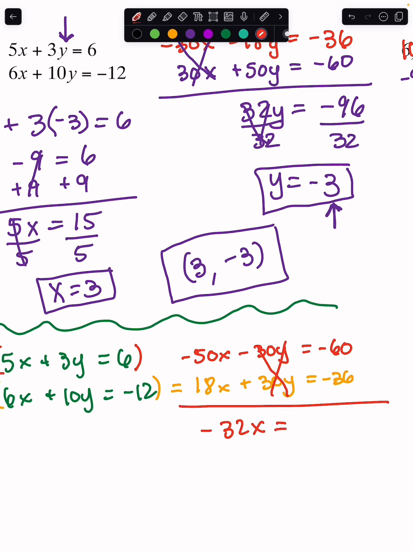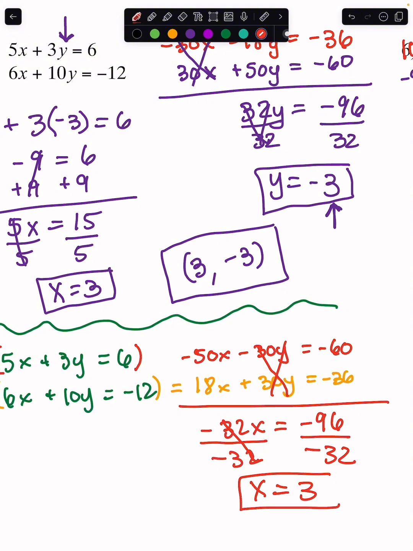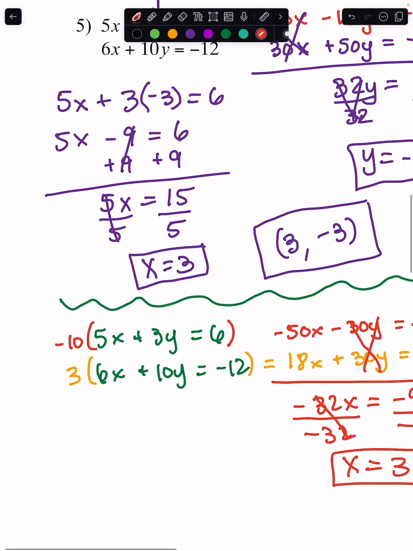I'm going to divide both sides by -32, and then you'll get that x equals +3. You take that +3, plug it back in, and voila, you'll end up getting the same numbers that you got right above, okay? So that's all I want to show you on that one. Let's do this last one, and then we're done with this video.